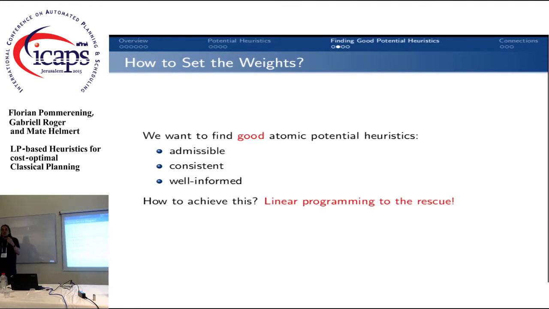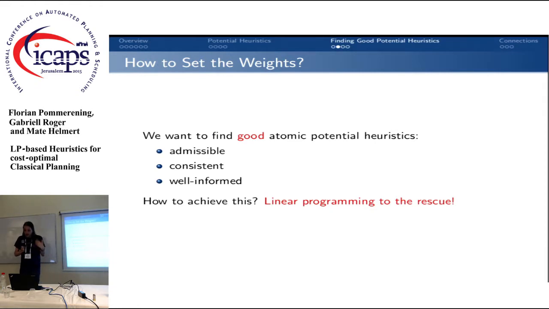That's not enough, though. I can give you a very simple to find admissible and consistent potential function heuristic, f equals 0, right? That's a linear combination. What it's missing is having some sort of correlation with the actual goal distance. So we also want it to be well-informed, whatever that means. That's a bit fuzzy, like close to h star. Okay, so how can we achieve this?